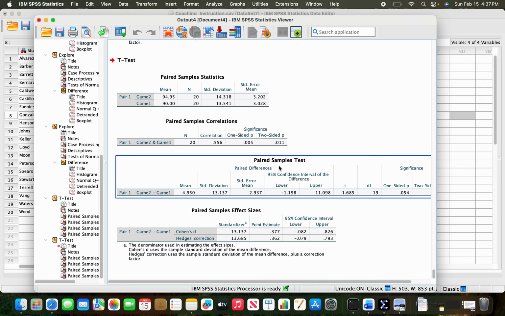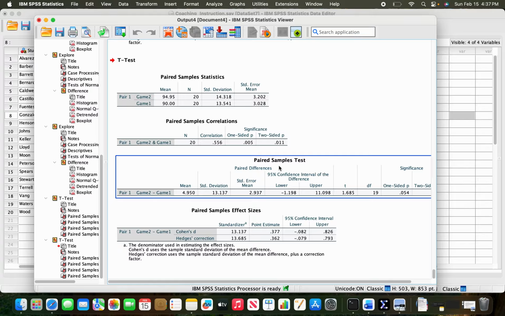And what that gave me was the mean of 94.95 for all of the game 2 scores, and 90 for the mean score for game 1 for the 20 students.